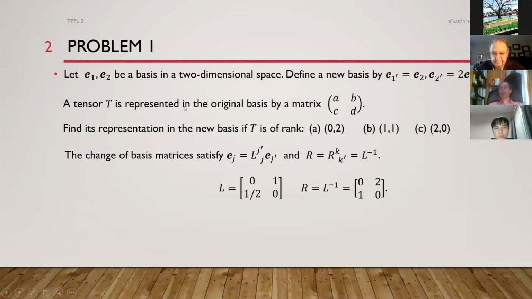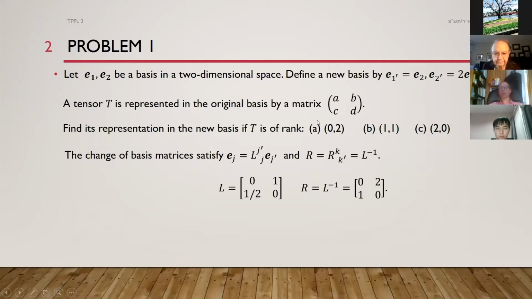We have a tensor which is represented in the original basis by the matrix with components A, B, C, and D. And we want to find out how these components change with the change of basis in 3 separate cases where the rank is 0,2, 1,1, and 2,0. The rank again means the first number tells you how many upper indices you have, and the second number tells how many lower indices you have.